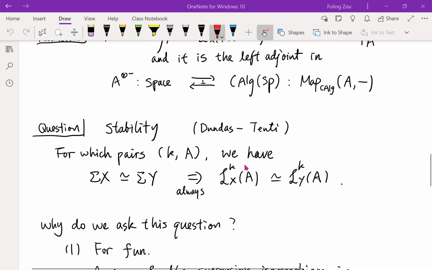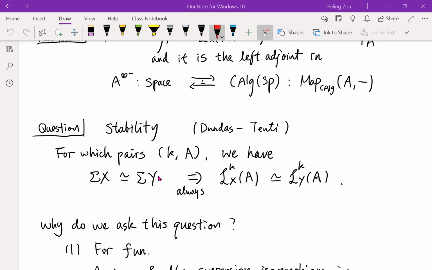All right, so the question about stability is this question. It was first raised by Dundas and Tenti in their paper. It asks for which pairs K and A, where K is the ring and A is the K algebra, we have this implication: we fix a pair and ask if the suspension of X is weakly equivalent to the suspension of Y, do we always get that their Lode constructions are equivalent? Here, this equivalence is just an abstract equivalence. It's not induced by a map from X to Y.